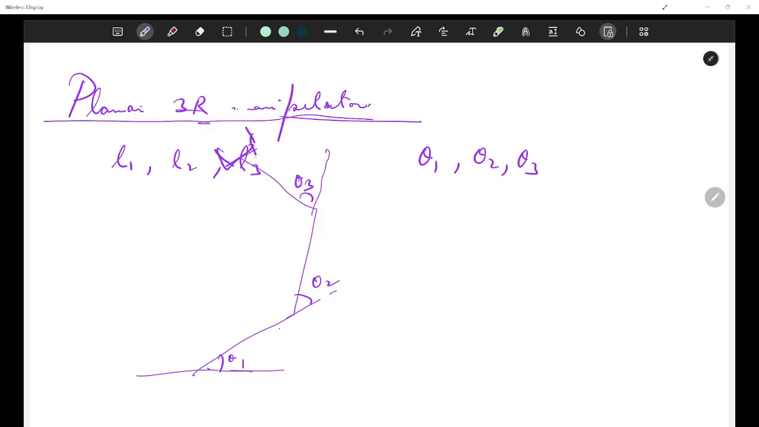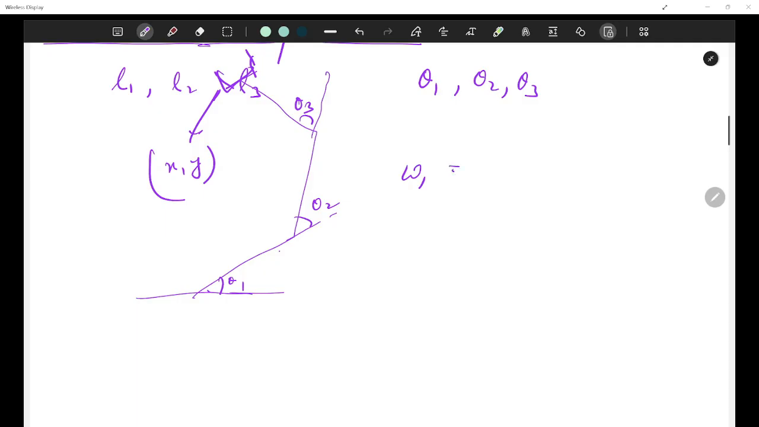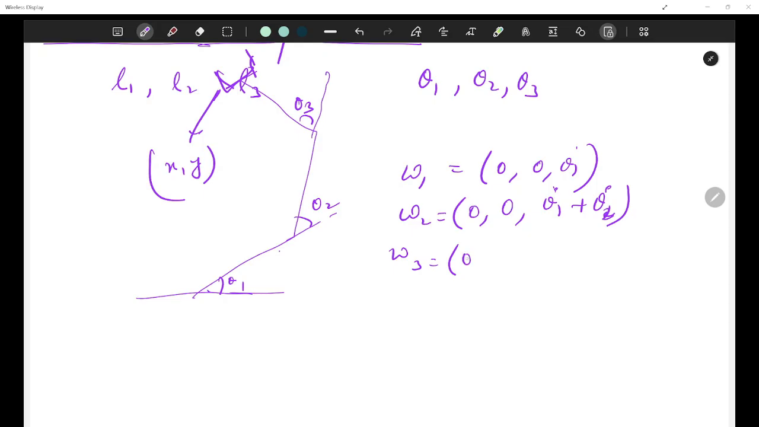So you know very well how we write the position of the end effector, right? x comma y. It is just sine and cosine of all these terms. So let's say omega 1, which is for link 1, is 0, 0, theta 1 dot, right? Because it can only rotate about the z axis. But omega 2 is no x, no y, and theta 1 dot plus theta 2 dot. Okay, and omega 3 is 0 comma 0 comma theta 1 dot plus theta 2 dot plus theta 3 dot.